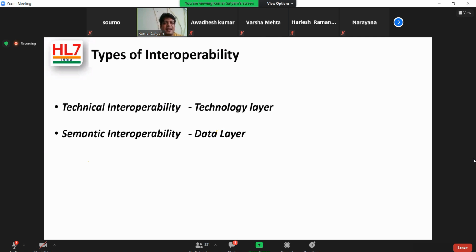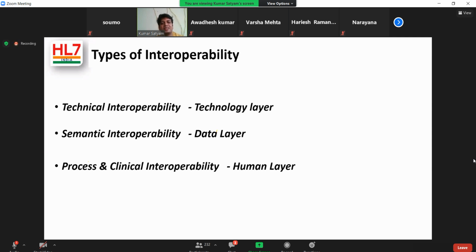The second one is the data layer, or the semantic interoperability, where it's about the meaning of the data, right? So when you are sending patient demographics with height and weight recorded in inches and kilograms, the receiving party should understand the height and weight in inches and kilograms. If they interpret the height and weight in some other way, then the entire meaning is lost. So semantic interoperability talks about the meaning of the data, right?